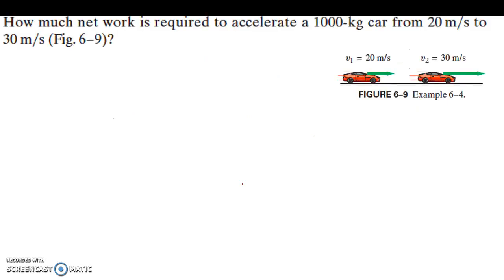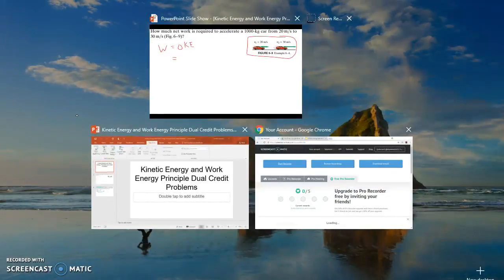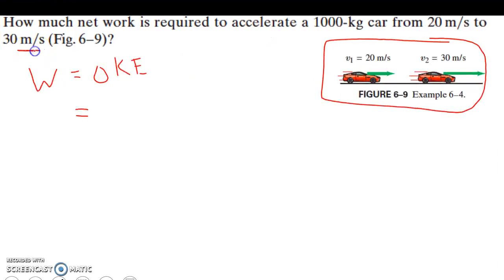First, we have a car that has an initial and final velocity and is going to speed up. We want to know how much net work is required to accelerate a 1,000-kilogram car from 20 meters per second to 30 meters per second. This is really straightforward. We know net work is equal to the change in kinetic energy. So if we find the change in kinetic energy, we can find the net work. We just have to know the final velocity is here, and the initial velocity is here.